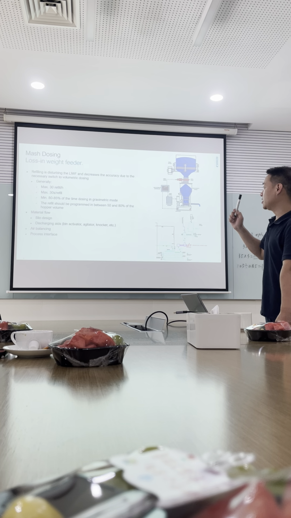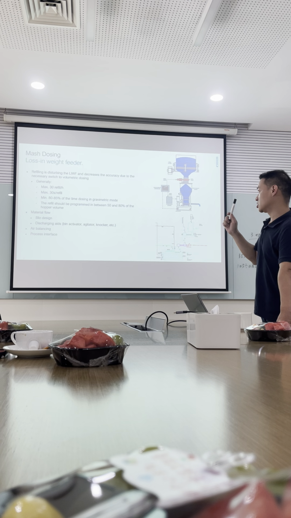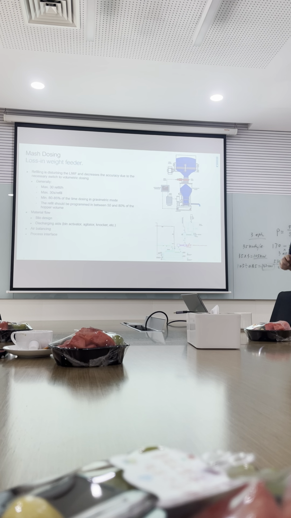They say we need to have a maximum of 30 refills per hour, and for every refill we need to limit the time, because if the refilling time is too long, the volumetric dosing will be longer and the gravimetric dosing will be shorter, right?